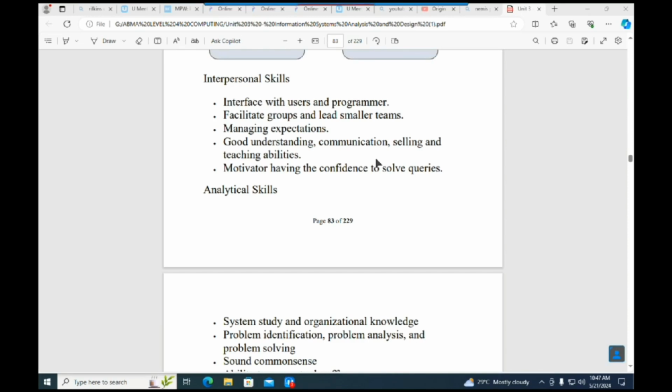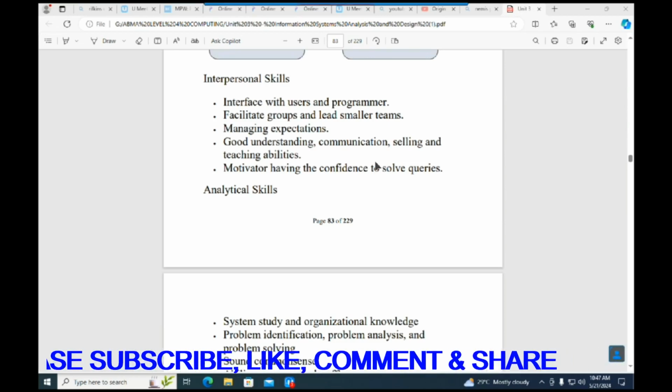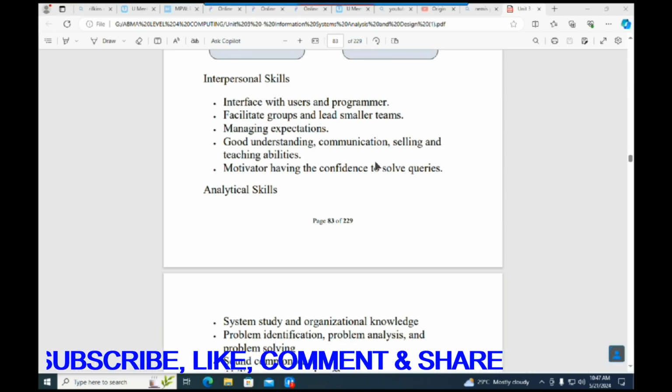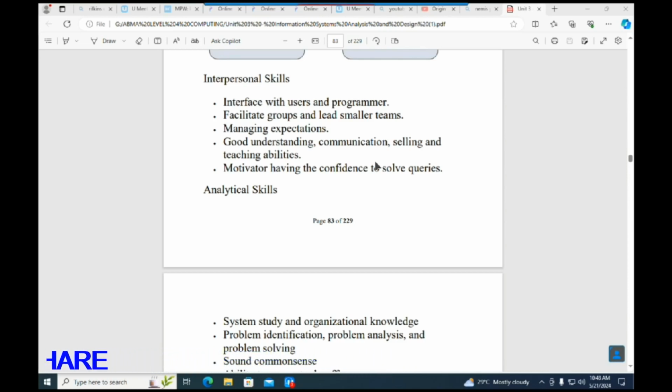We have the system stakeholders, and they have expectations of the system. They have what they expect will be delivered at the end of the system. So as a system analyst, you should be able to manage those expectations, both of the system user and the system stakeholders. Then you should be someone with good understanding. You can simply understand things in the simplest way. Then somebody who has good communication, somebody who has good teaching abilities, because you're going to transmit knowledge to other people at the same time. He also needs to be a person who is a motivator, and has good confidence when it comes to solving queries or questions or problems.